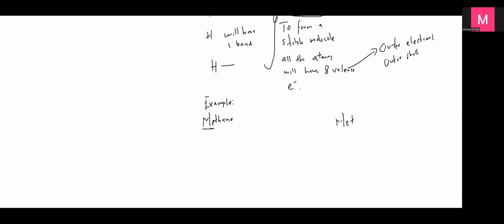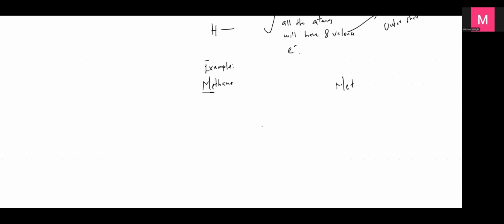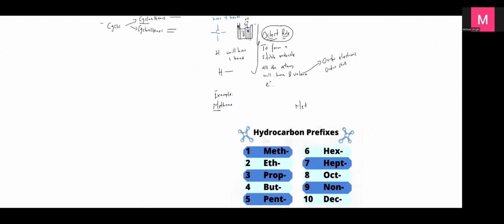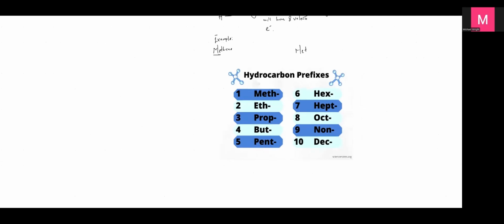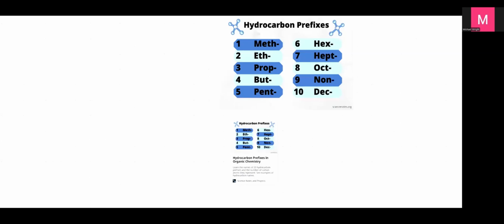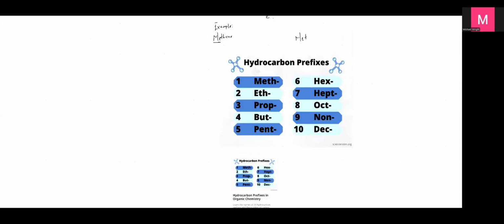So I'm gonna copy and paste this image, and I extracted it from science notes. Okay, so I will copy paste the hydrocarbon prefixes in chemistry. This is a link. Hydrocarbon prefixes in organic chemistry. I didn't design this content, but we're gonna use it for a while.